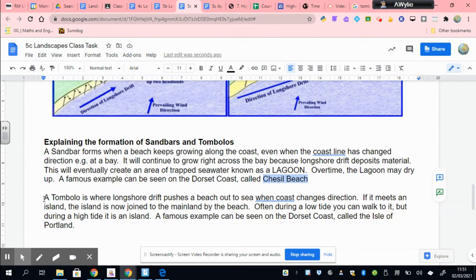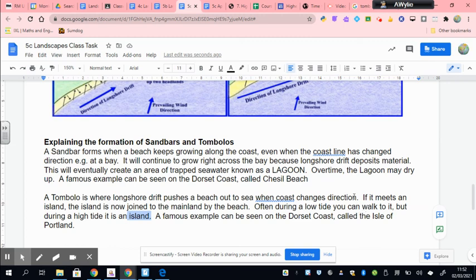Right, our second feature, the tombola. So a tombola, let's highlight that, is where, once again, longshore drift pushes a beach out to sea when the coast, let's highlight this, changes direction. If it meets an island, let's highlight that, the island is now joined to the mainland. Let's put that by the beach. During a low tide, you can walk out to it. But during a high tide, it is an island. Let's highlight that. A famous example can be seen on the Dorset coast called the Isle of Portland.